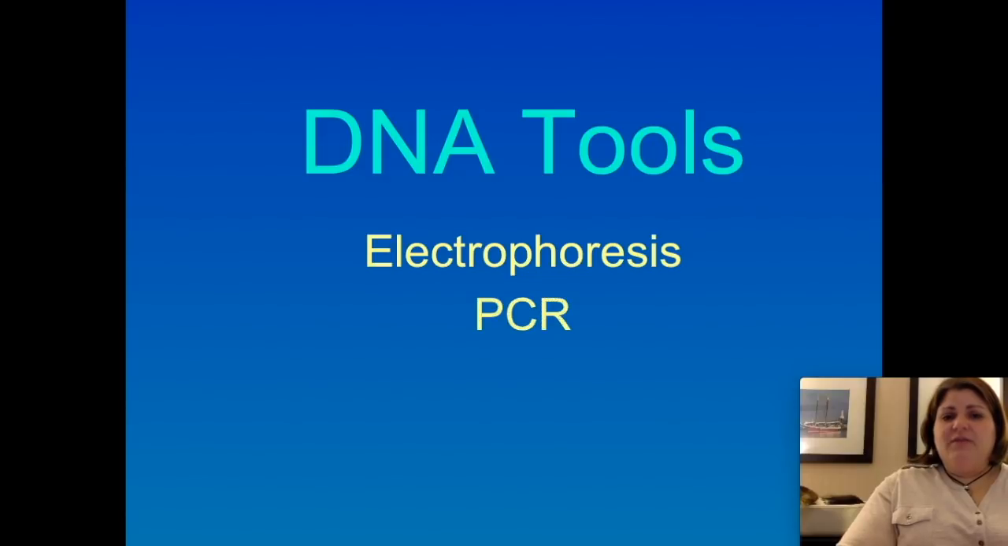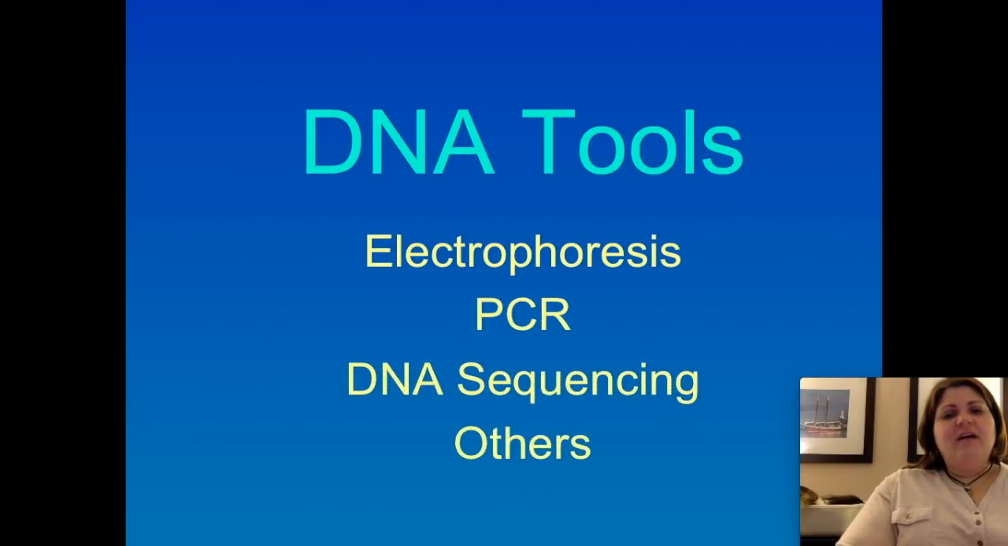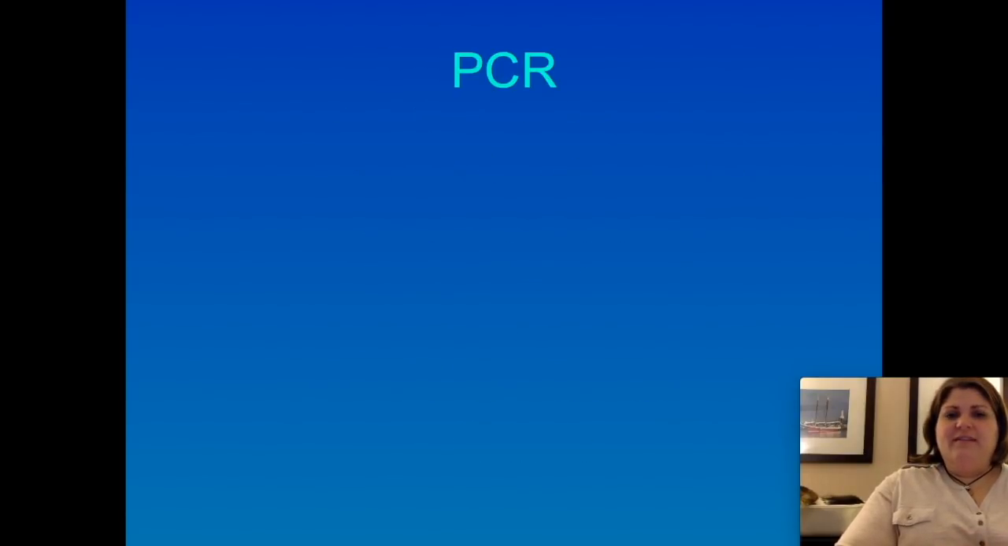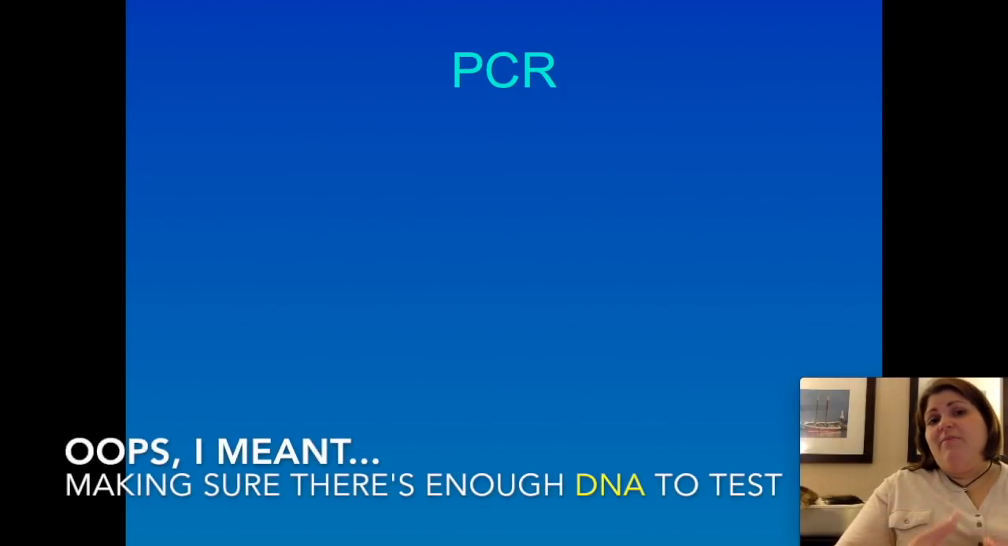We talked about electrophoresis and DNA fingerprinting in class. There are some other things like PCR and DNA sequencing that we'll talk about here. So you might have seen on TV that sometimes a very tiny DNA sample, like a speck of blood, has been left behind at a crime scene. PCR is a way of making sure that there is enough blood to test.